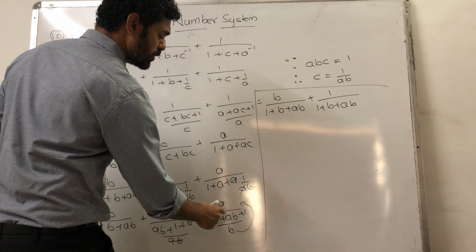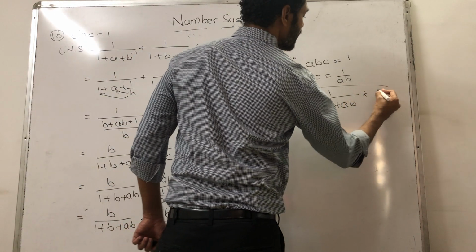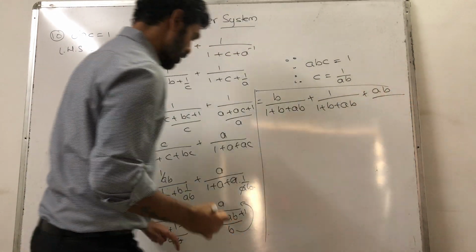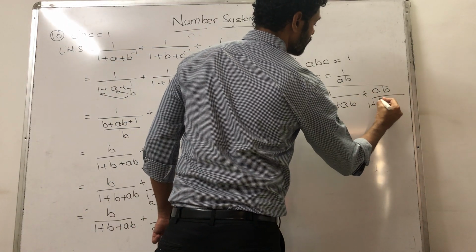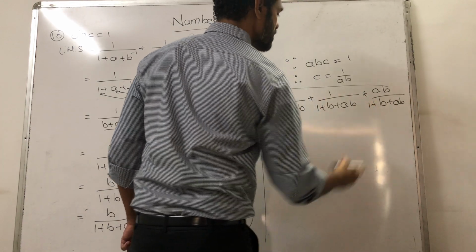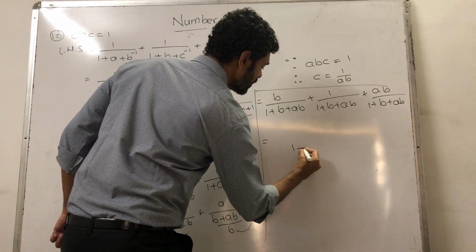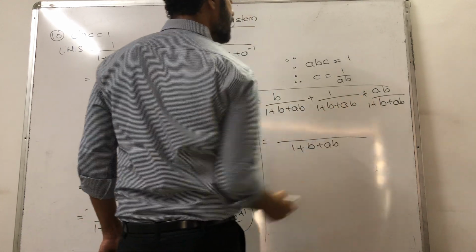The B terms come to the numerator. You already have an A there. A into B will be AB. And in the denominator you have 1 plus B plus AB. 1 plus B plus AB, 1 plus B plus AB, 1 plus B plus AB. So that is your LCM. All the three terms have the same denominator.